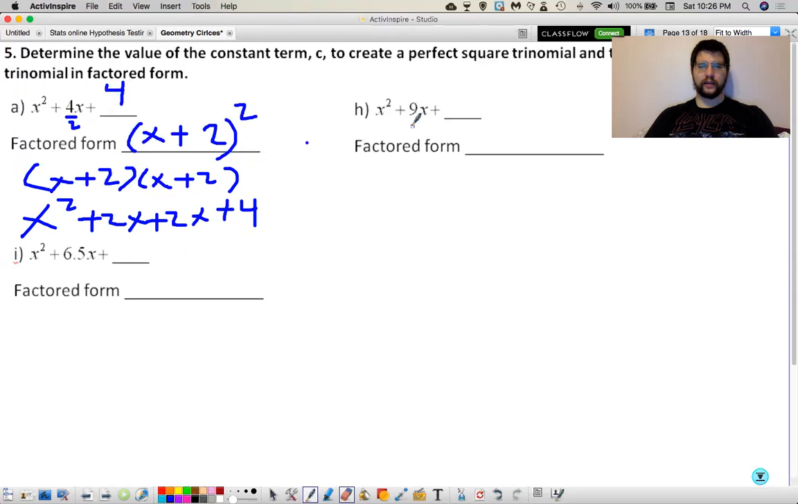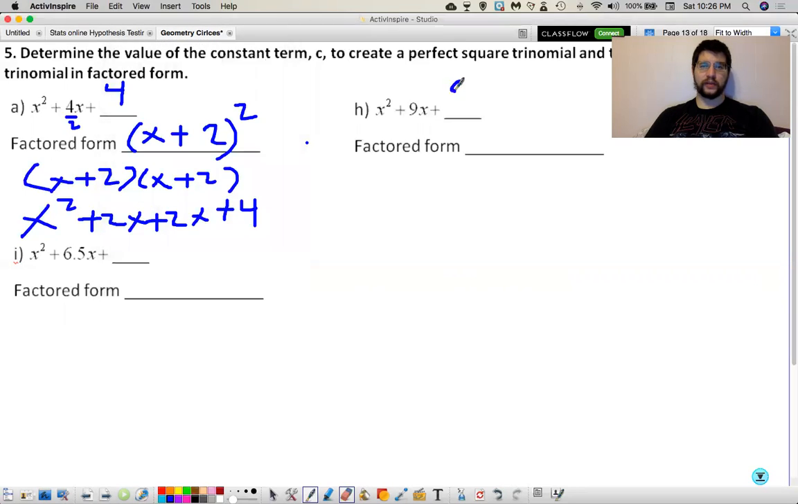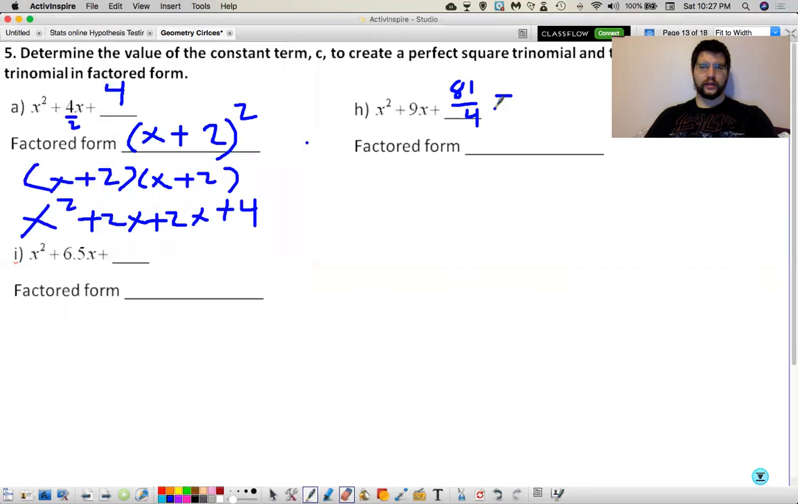So 9 divided by 2 is 9 over 2, and we square it, we get 81/4. I'm gonna leave it like that. Guess what? If your calculator gave you 20.25, that's perfectly fine as well. I prefer fractions, but again, whatever you got, use it. If your calculator doesn't do fractions very easily, then just use decimals. Fine.